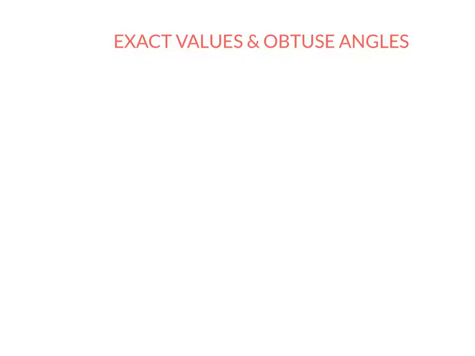Thank you so much for tuning into this video in which we'll go through exact values and obtuse angles. This relates to trigonometry and is only a 10A topic, so you don't need to watch this if you're not doing the 10A stuff. Some trigonometric ratios, when they have the right angle, have an exact value. We'll see in a second, for example, sine 30 has an exact value. I'll show you what they are and why they are what they are.